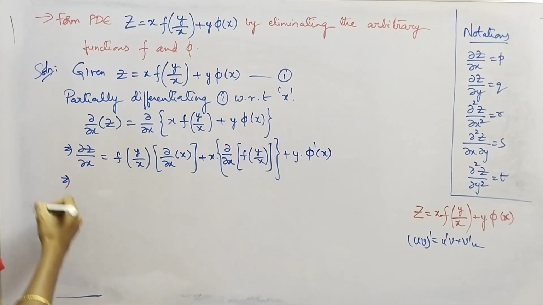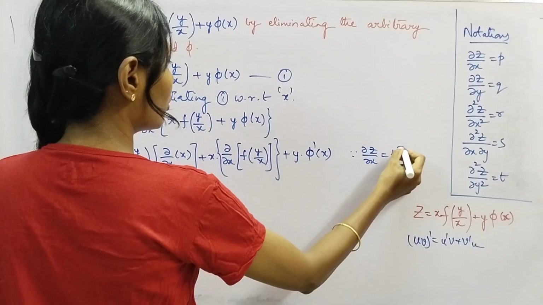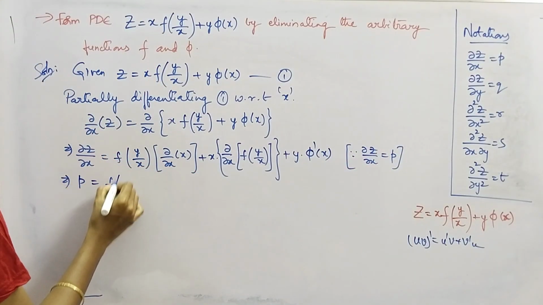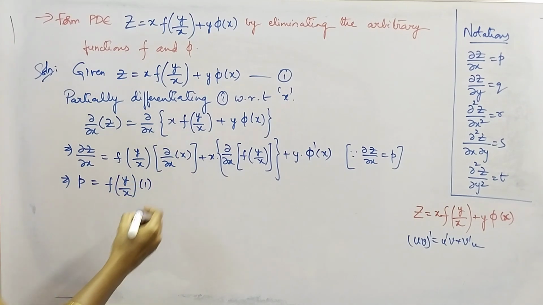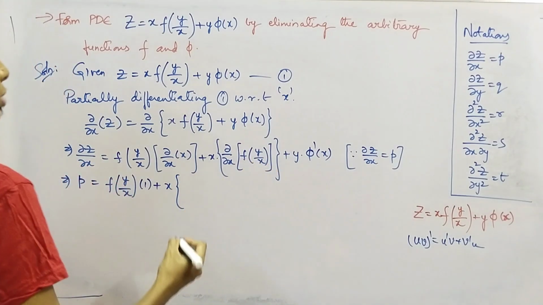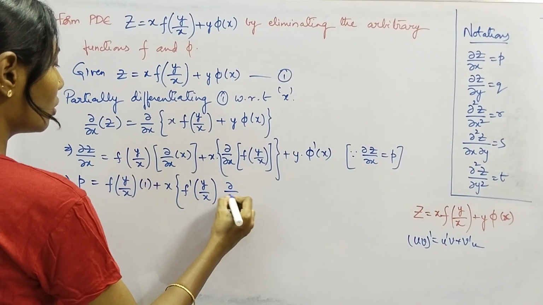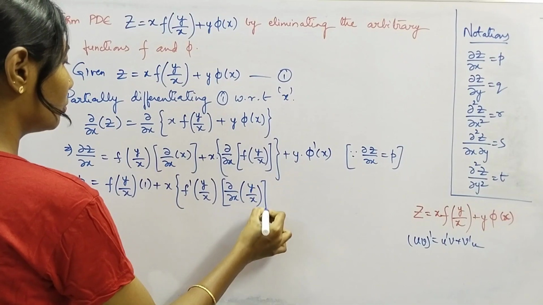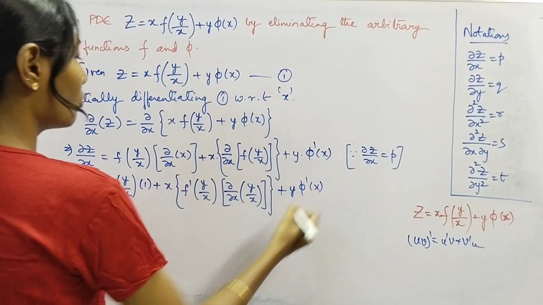Since we know that dou z by dou x can be replaced by the notation p, we'll just replace it by p. You'll get p equal to f of y by x into partial derivative of x with respect to x, which is 1, plus x into partial derivative of f of y by x, which is f dash of y by x into the inner derivative dou by dou x of y by x, plus y into phi dash of x.